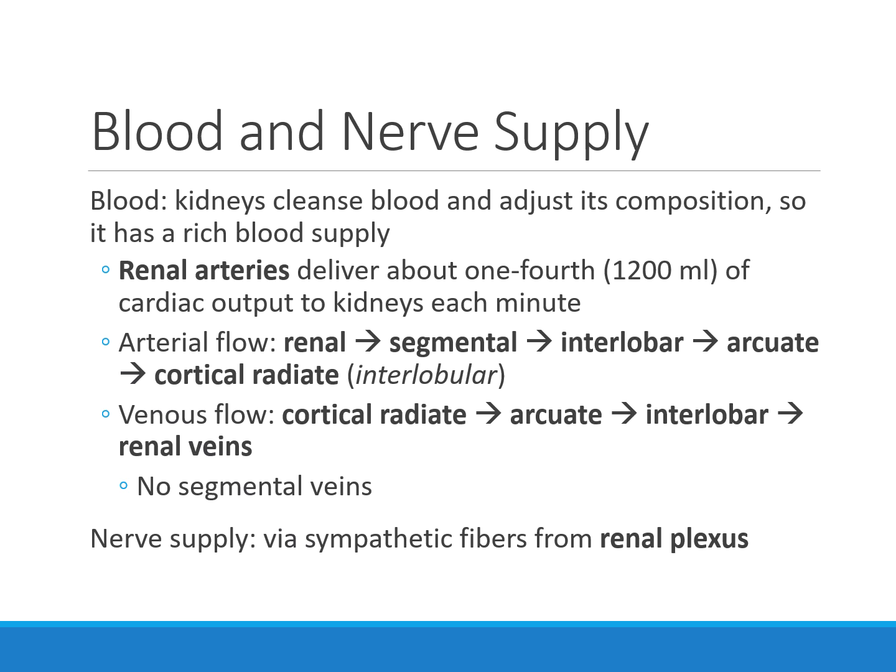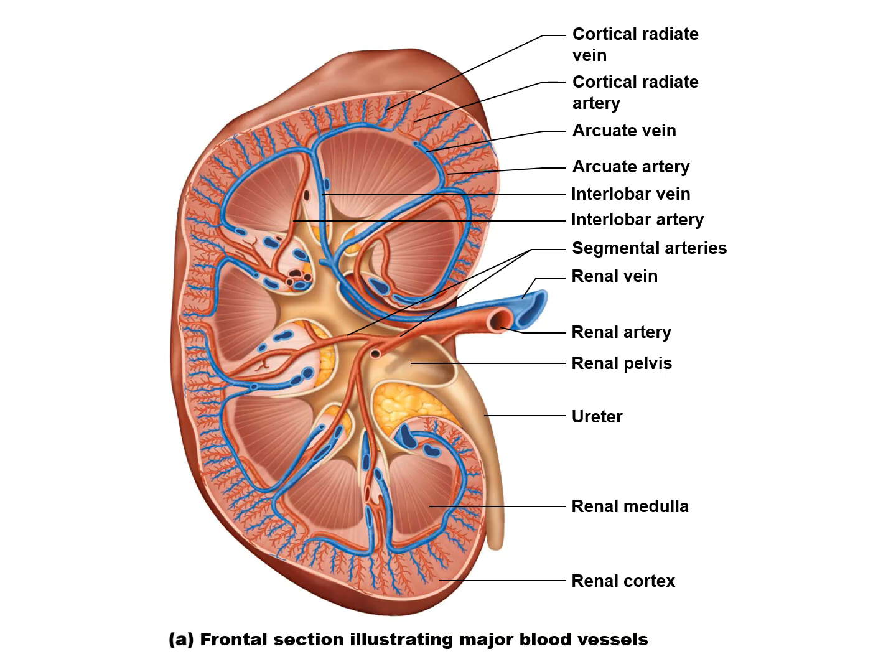So one unique thing, and I'll be pointing out a couple of other unique things, about the blood flow through the kidney itself is that on the venous side there are no segmental veins. The nerve supply is via your sympathetic fibers from the renal plexus. So, taking a look at this picture, we're going to start at the renal artery that's over on the right-hand side. So find that renal artery, it's red, and as soon as that renal artery gets into the kidney and it's in the pelvis, it splits. And that splitting right there, those are called the segmental arteries.